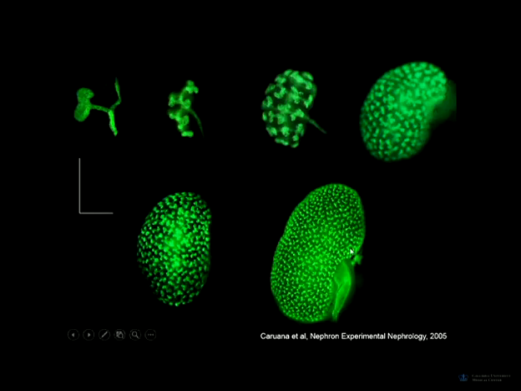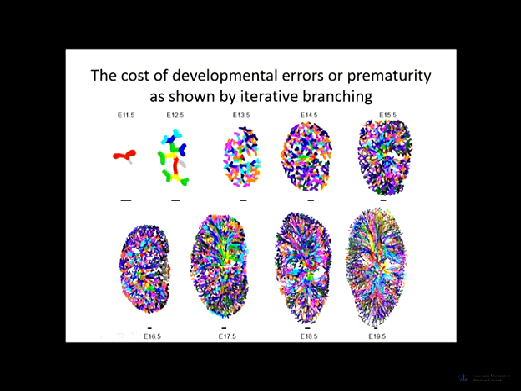So this is just an example. This is a mouse kidney, and this is the ureteric bud branching. We mapped the ureteric bud branching in the mouse during development, and basically it divides, almost bifurcating, to form this tree.